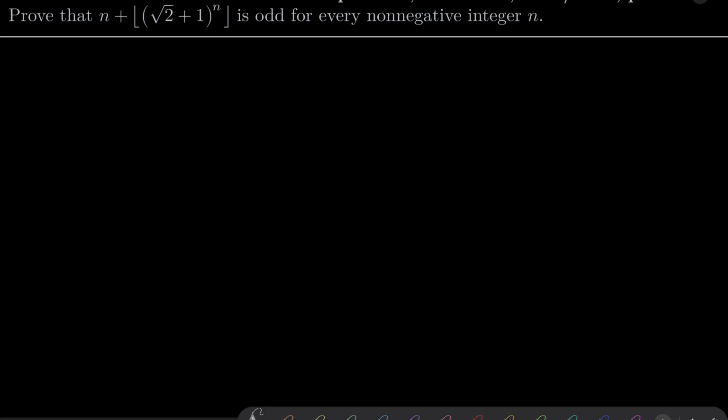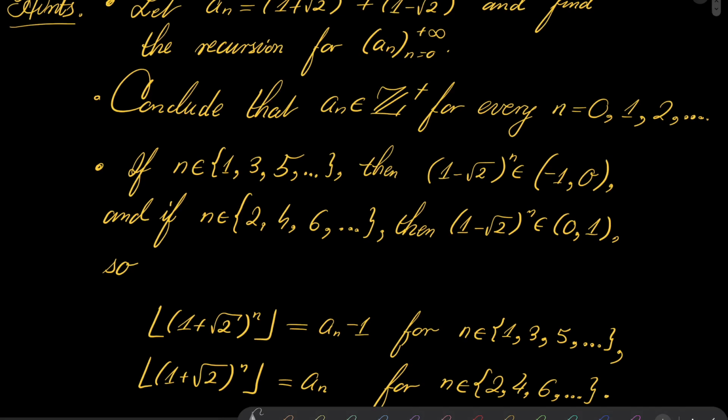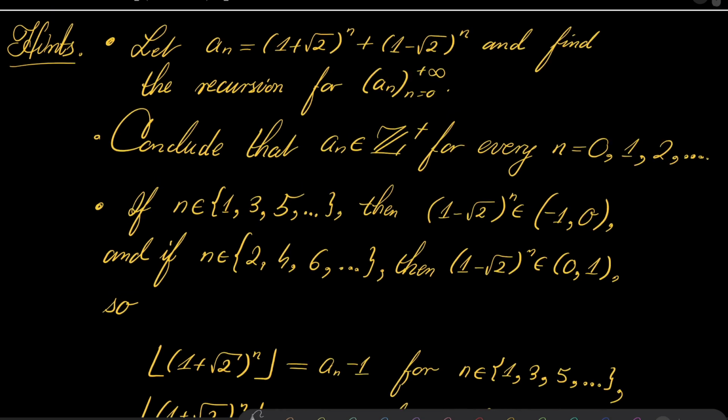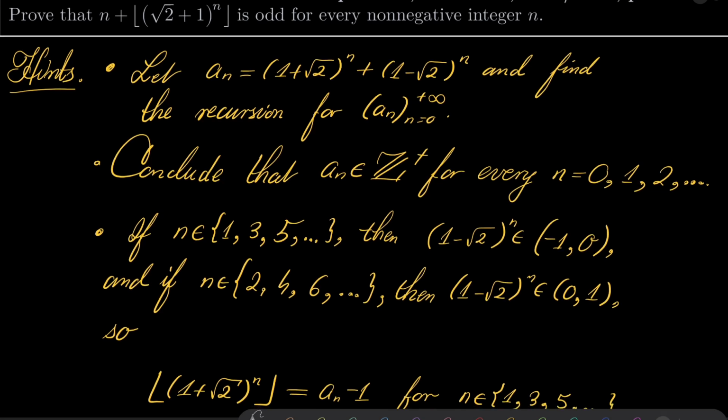So here are my hints for this problem. This problem is rather interesting, I'd say. First, as is very often the case when dealing with floor and square root of something plus something, we will consider the sequence (1 plus square root of 2) to the power of n plus (1 minus square root of 2) to the power of n. Consider this sequence and try to find a recursion for it, and conclude that every term of this sequence with this newly introduced term is a positive integer.